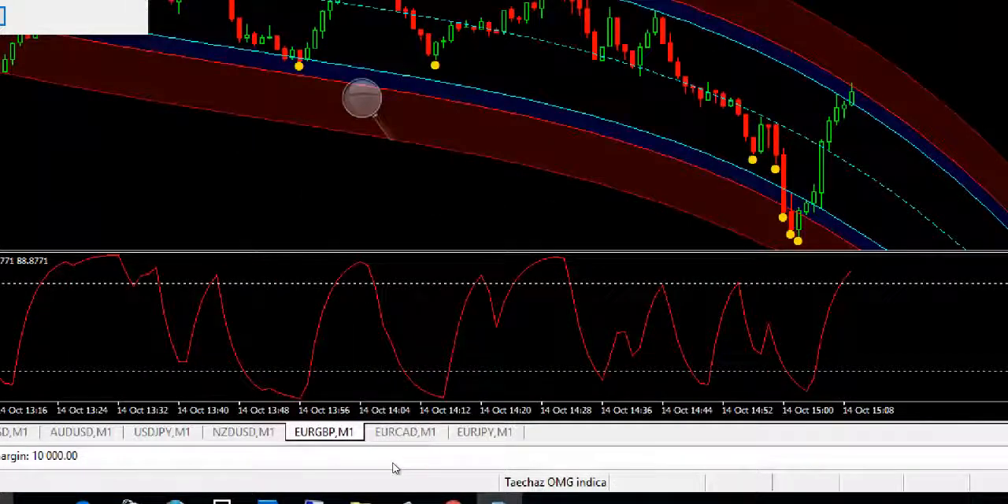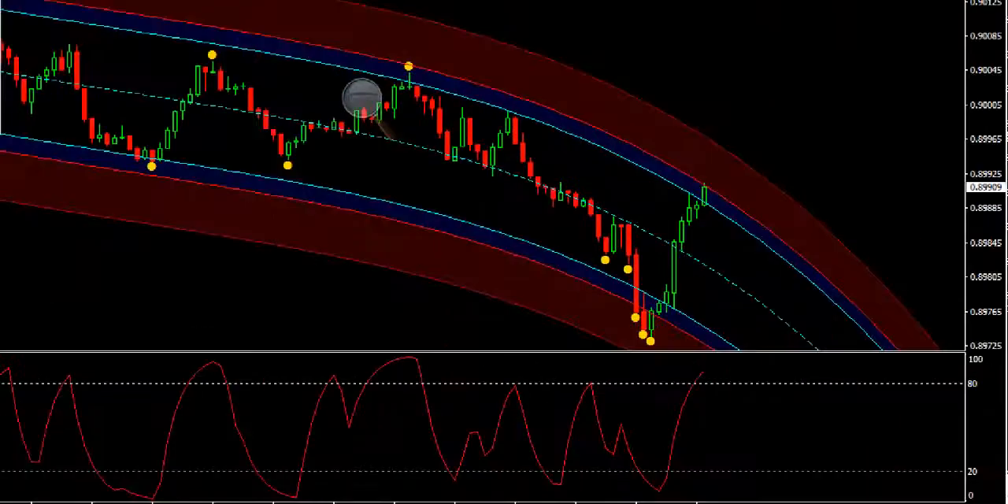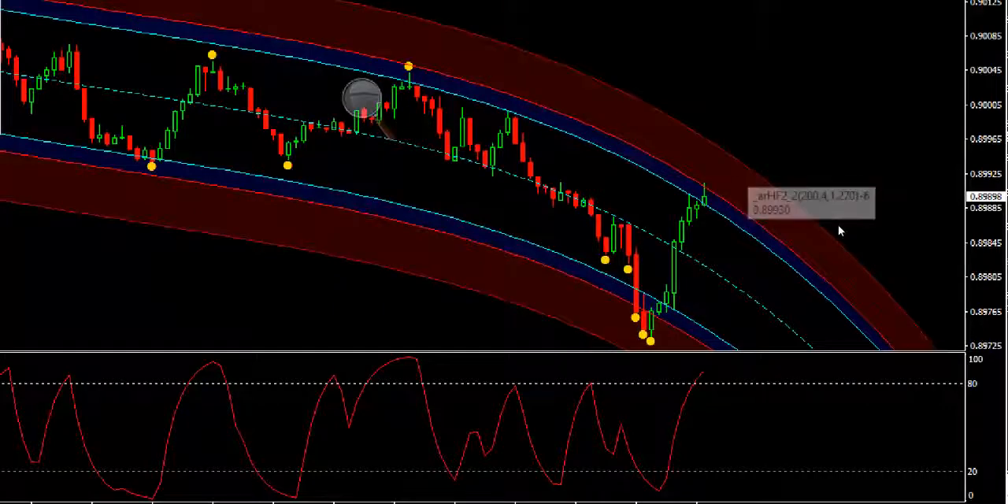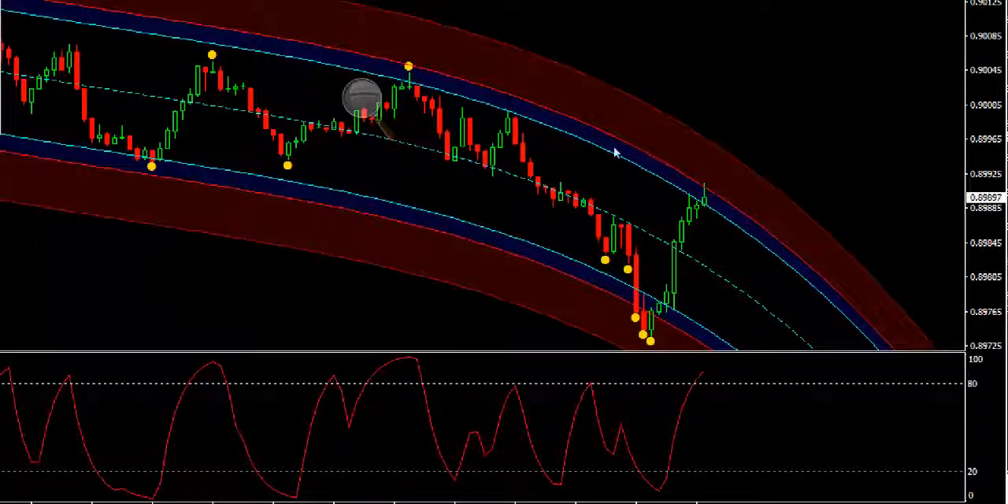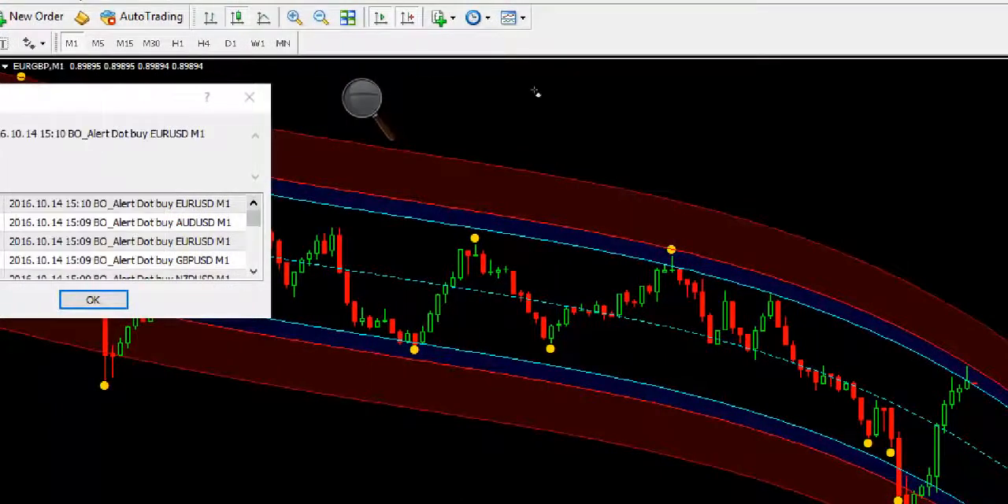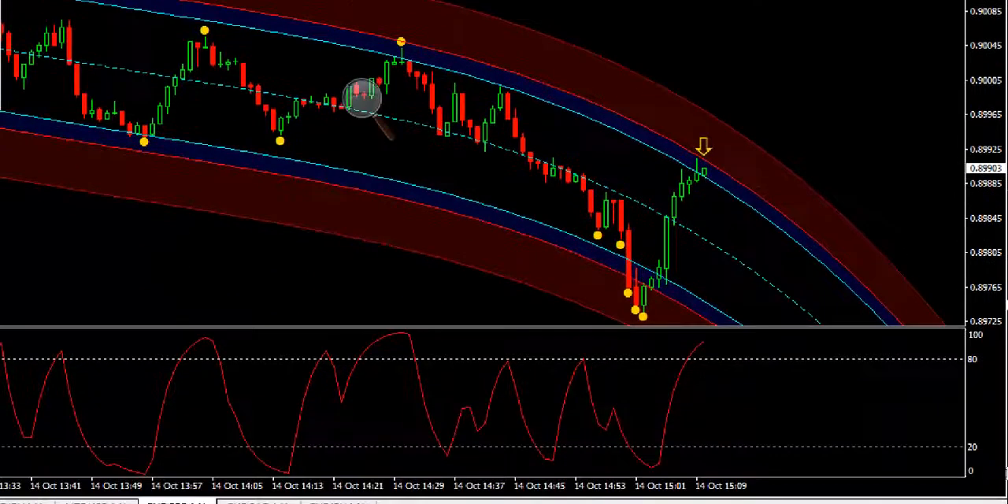I wanted to show you something. Okay, so this is a possible trade, guys. As you can see, it's going in the red zone, this red channel, the one on top. So here I'll be waiting to place a put. Once I get the signal, I'll place a put.